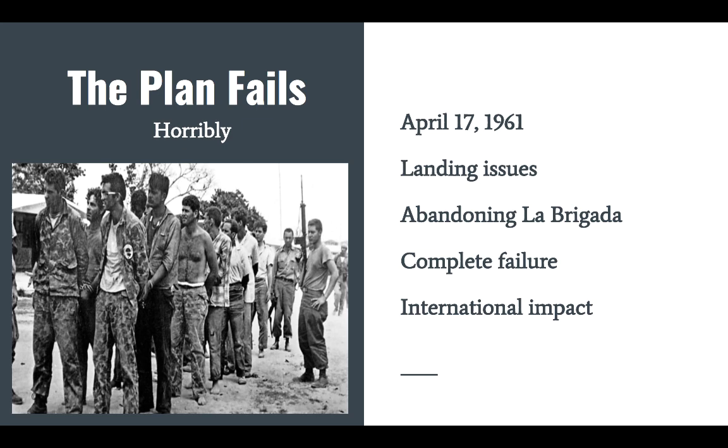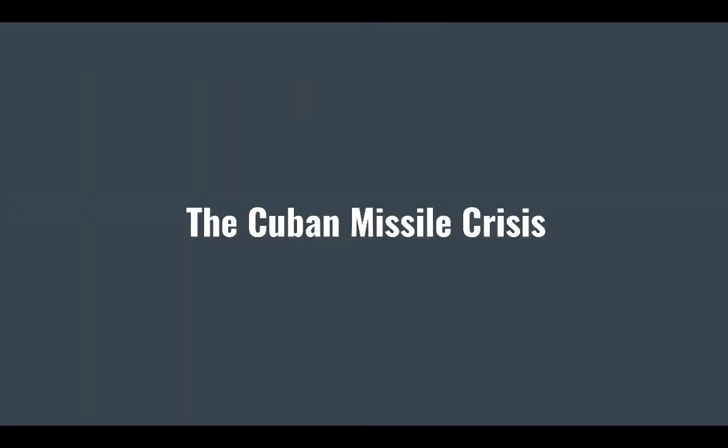So what we were supposed to do is give La Brigada air support to support their efforts in taking over the country, and we do nothing. We abandon them. The air support does not come. Every single member is captured or killed. Probably over time, they were all killed, and we look terrible. The Russians kill us at a summit. Our international allies are like, what are you doing? And issues over Cuba are just getting worse. And that's when we come to the Cuban Missile Crisis.